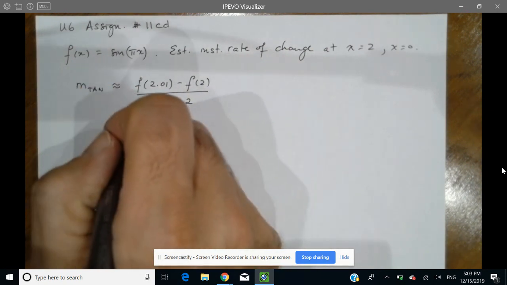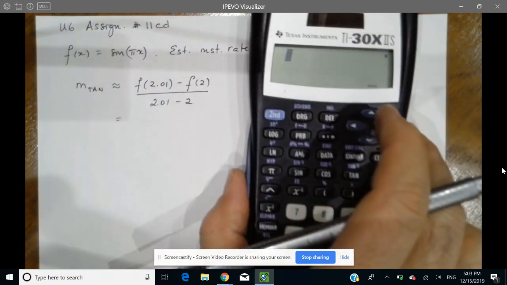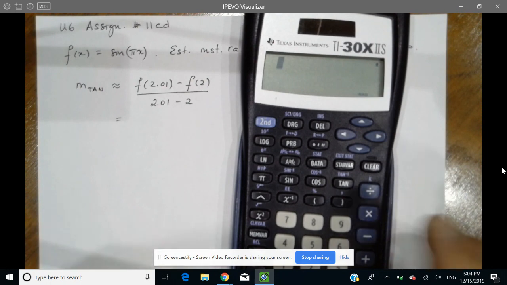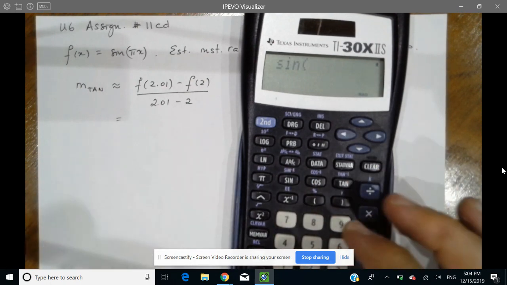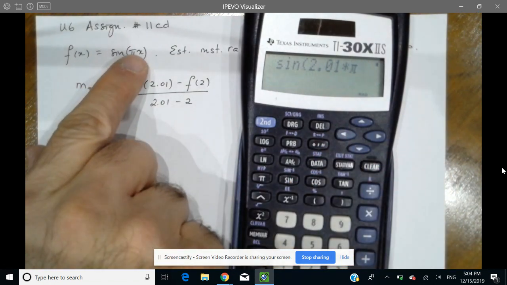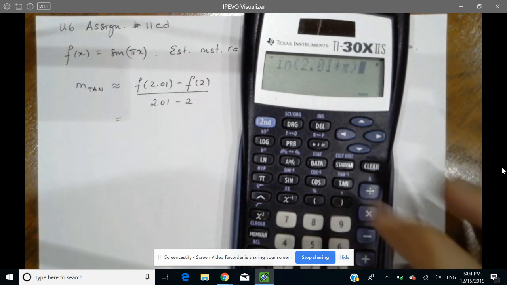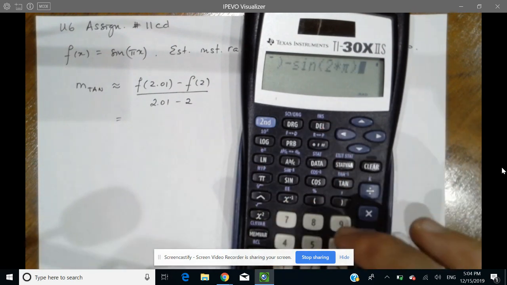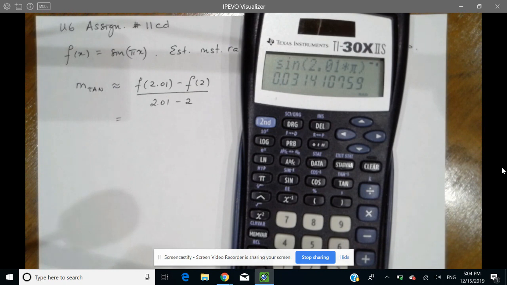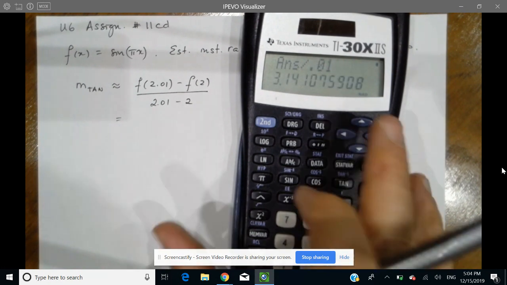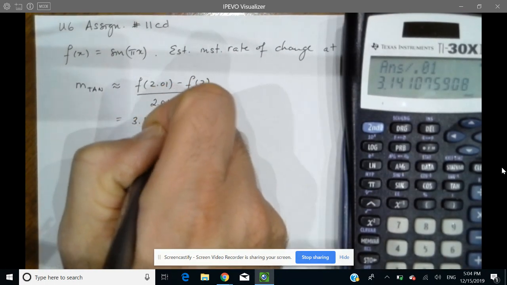All right, so to save myself from doing a whole bunch of estimating, I'm just going to try to put everything into my calculator all at once. So here we'll start with sine of 2.01 times pi. Okay, I'm just replacing x by 2.01. All right, close brackets, minus sine of 2 times pi, although you should know what sine of 2 times pi is equal to. All right, and now I'm going to divide that by 2.01 minus 2, which is, of course, just 0.01, and we get 3.14. Okay, interesting answer. So that's our approximation for the instantaneous rate of change.